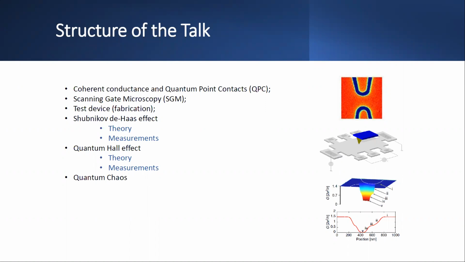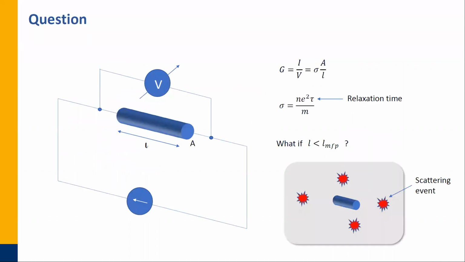Better? Yes. Oh, excellent. Okay, so I was telling you that I'm going to start with quantum point contacts for coherent transport. Then I'm going to talk a little bit about scanning gate microscopy, which is a technique that I use to probe those properties. Then I'll move to the Hall effect, the quantum Hall effect, and the quantum chaos that we observe in these structures. And finally, some machine learning that I've been doing to try to understand better the properties of this device.